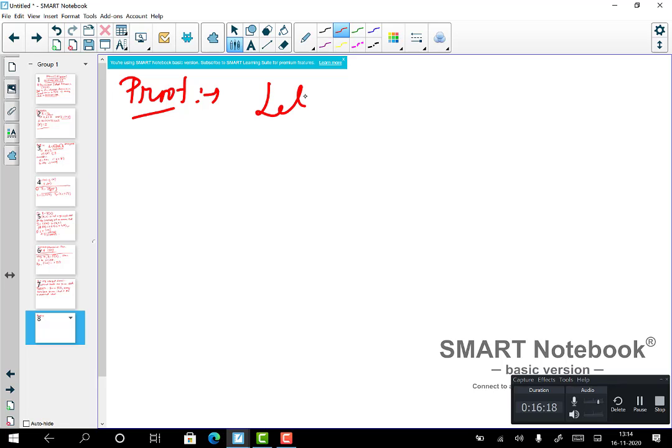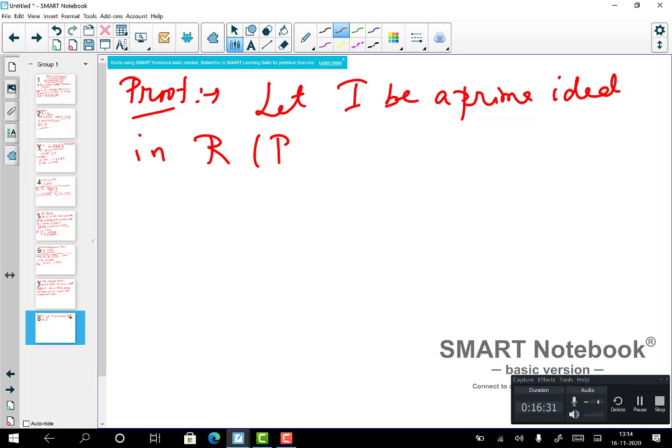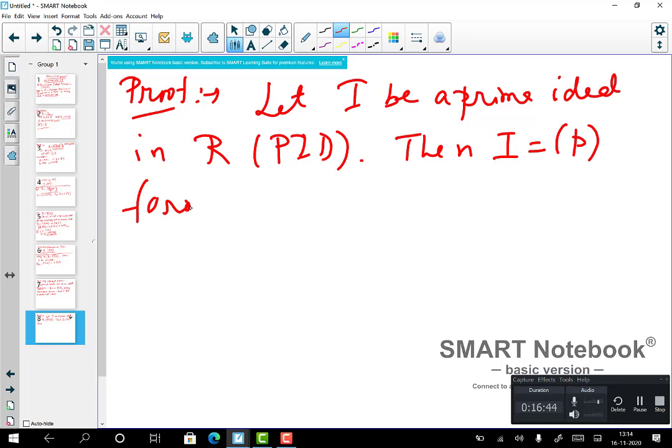So let I be a prime ideal in, say, R, which is a PID. Okay, now as R is a PID, then you know that I is generated by a single element, for some p belonging to R, right? The principal ideal property tells you that this happens.